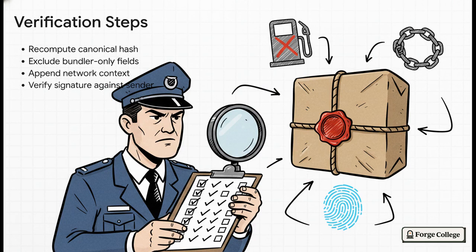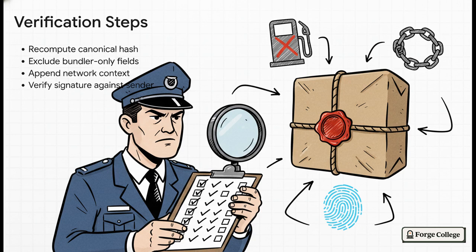The entry point runs through these specific verification steps to prevent complete chaos. First, it recomputes the hash over those canonicalized fields we just talked about. And notice that it deliberately excludes the mutable bundler-only fields, because remember, gas prices might fluctuate, but the user's core intent shouldn't. Then it appends the chain ID and the entry point address context.